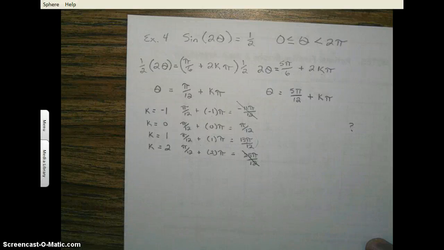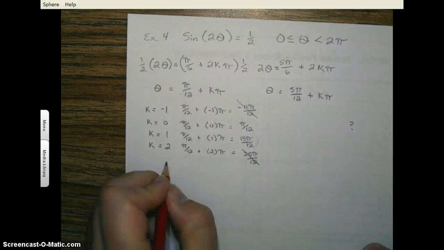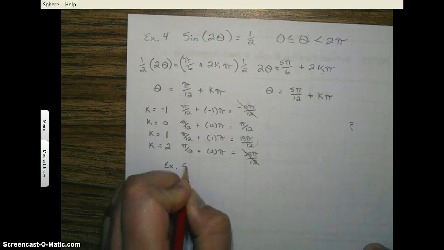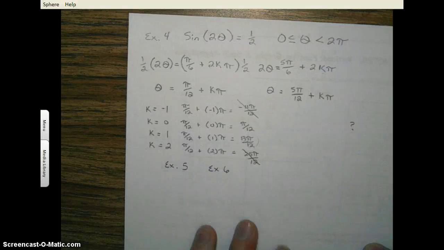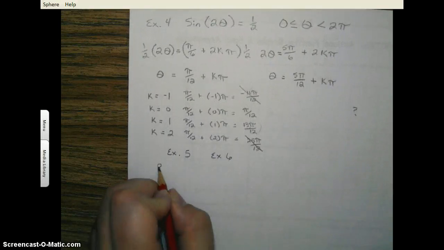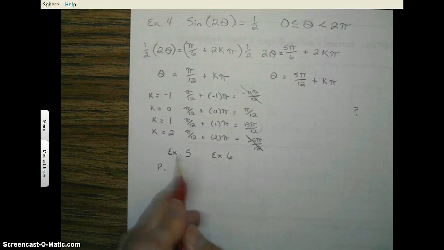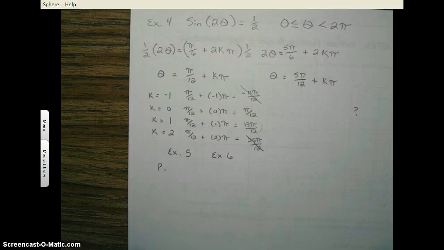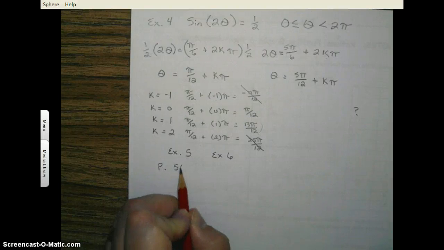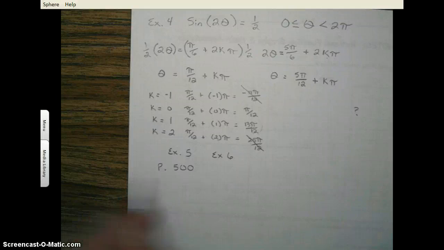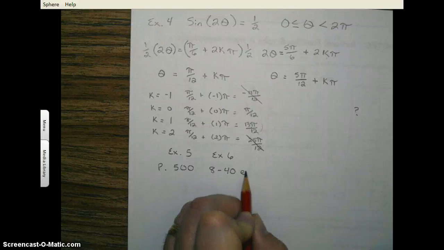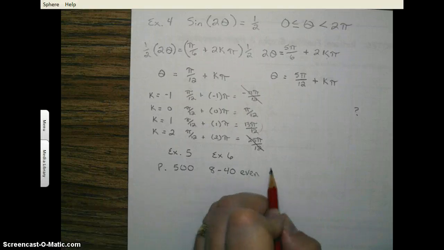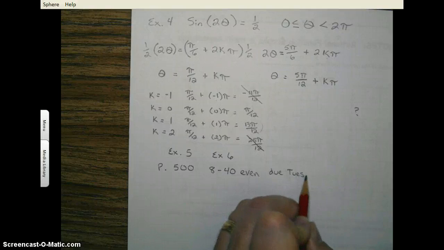Now I want you to go ahead in your textbooks and look over example number 5 and example number 6. And your assignment, because I don't want this video to be too long, these are not too complex. One's a calculator activity, so I want to keep these videos as short as possible. Page 500 in your textbook, 8 through 40 even. This is due on Tuesday. Please make sure you started it so that you can ask questions on Monday.